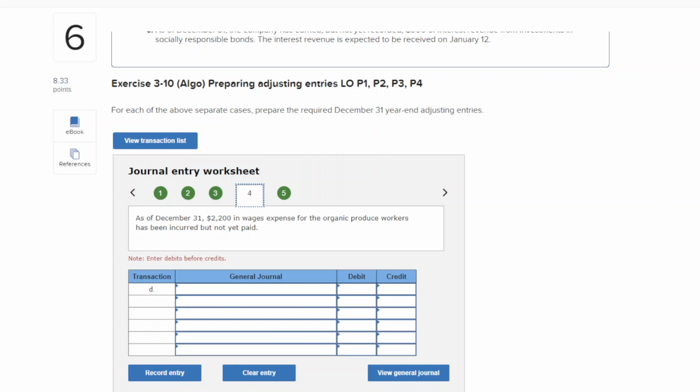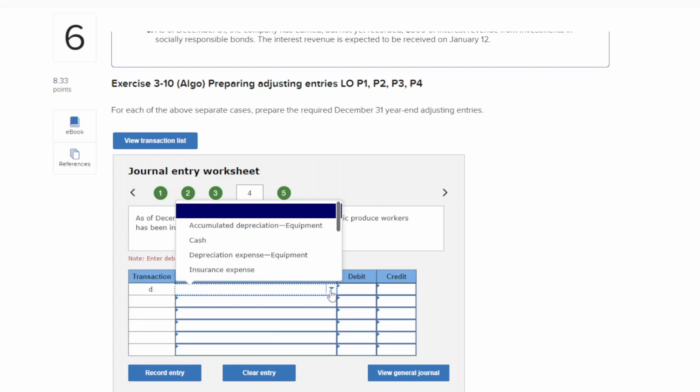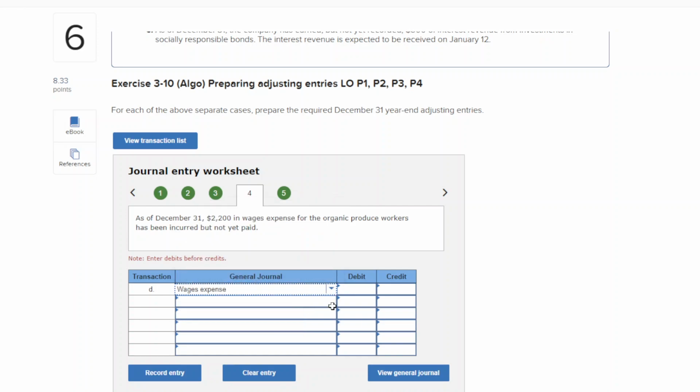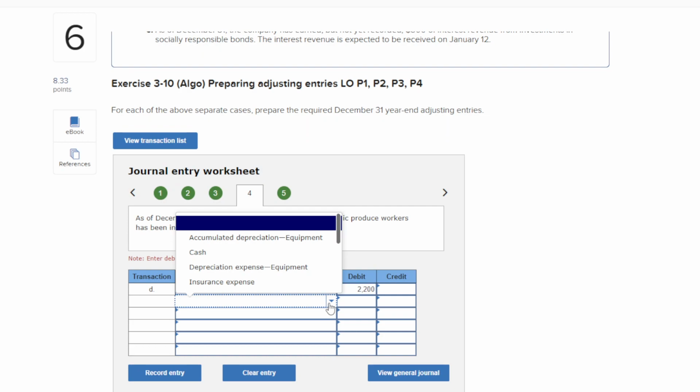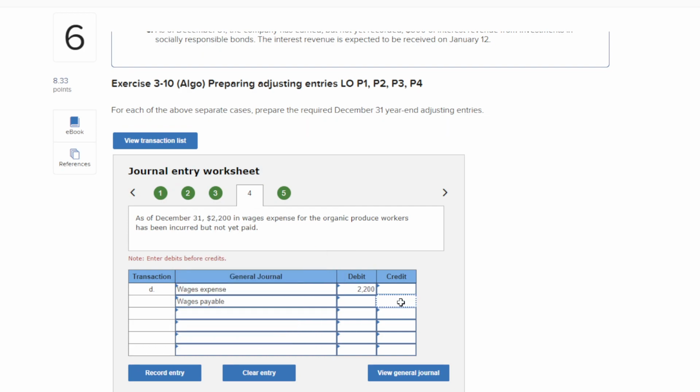All right, next we have some wages payable to deal with. So they've worked, we haven't paid them yet. Now we have a liability of wages payable to deal with. So we need to increase our wages expense, which means that we are going to debit that. Expenses are always a debit when we want to increase them. And our liabilities, our wages payable. To increase our wages payable, we have to credit that because liabilities normal balance is a credit. So we'll go ahead and record that.